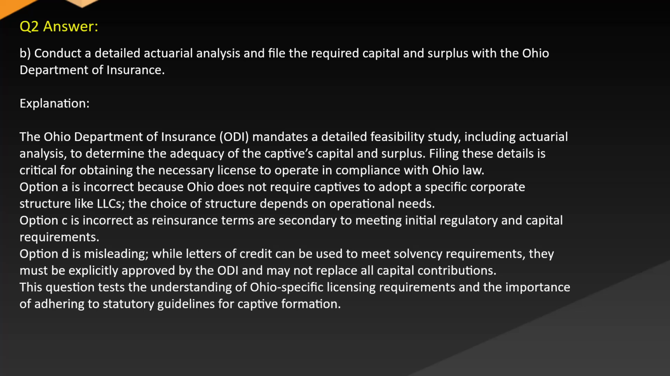Option A is incorrect because Ohio does not require captives to adopt a specific corporate structure like an LLC. The choice of structure depends on operational needs. Option C is incorrect as reinsurance terms are secondary to meeting initial regulatory and capital requirements. Option D is misleading. While letters of credit can be used to meet solvency requirements, they must be explicitly approved by the ODI and may not replace all capital contributions. This question tests the understanding of Ohio-specific licensing requirements and the importance of adhering to statutory guidelines for captive formation.